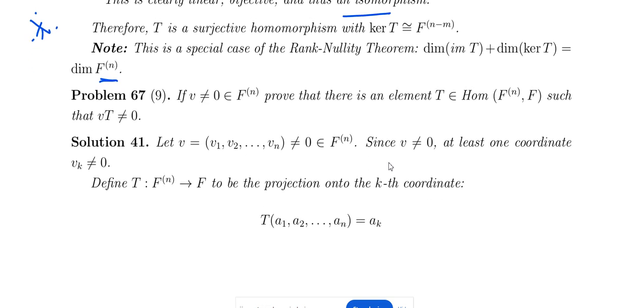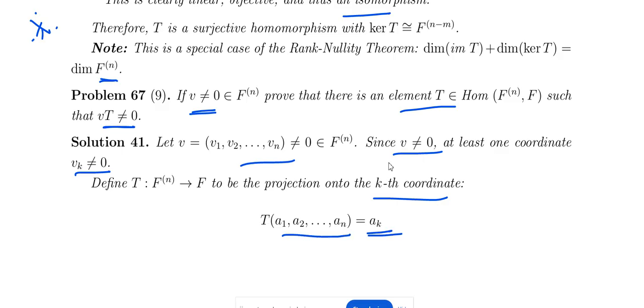So and another problem பார்த்தீங்கன்னா v is non-zero vector and which is belongs to f power n. Then there is an element t belongs to homomorphism of f power n comma f such that vt is not equal to 0. So that is v is non-zero element னு கொடுத்துட்டாங்க. n tuples இருக்கு. v is not equal to 0. At least one coordinate vk not equal to 0. Define the projection t from f power n to f with a projection on the kth coordinate, that is called t of (a1, a2, ..., an) equal to ak. Like this இது மாதிரி define பண்ணுறாங்க t ன்றது.